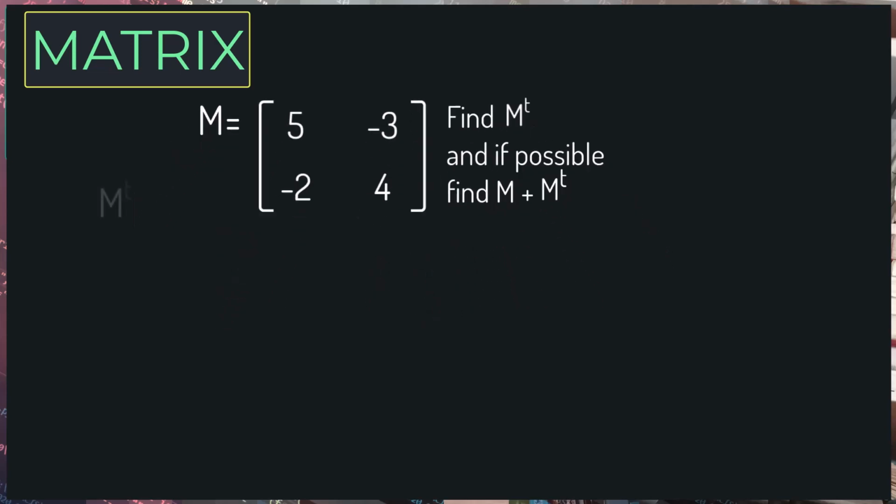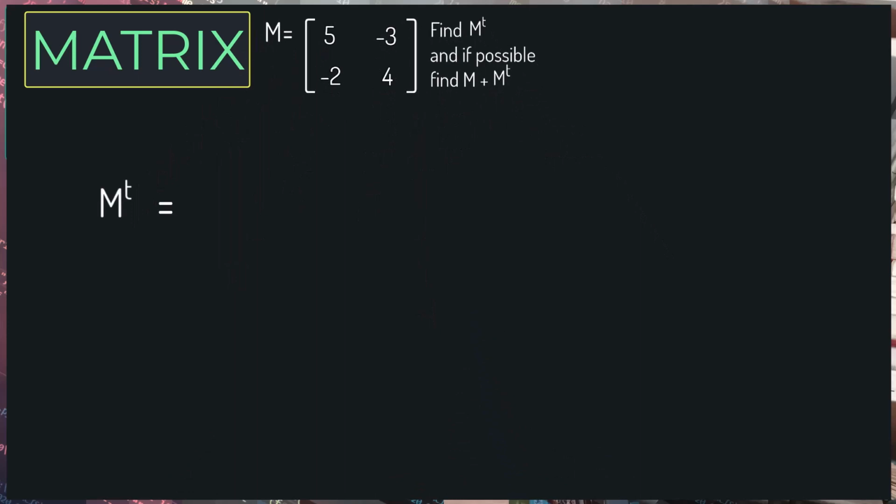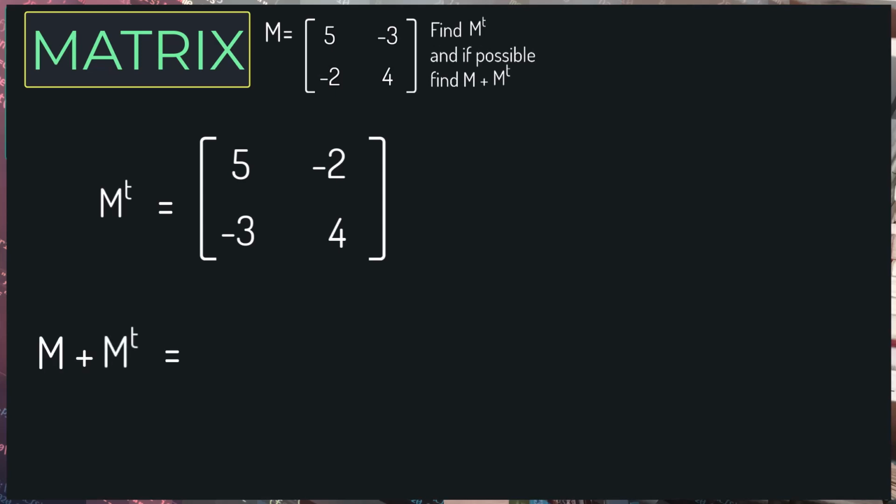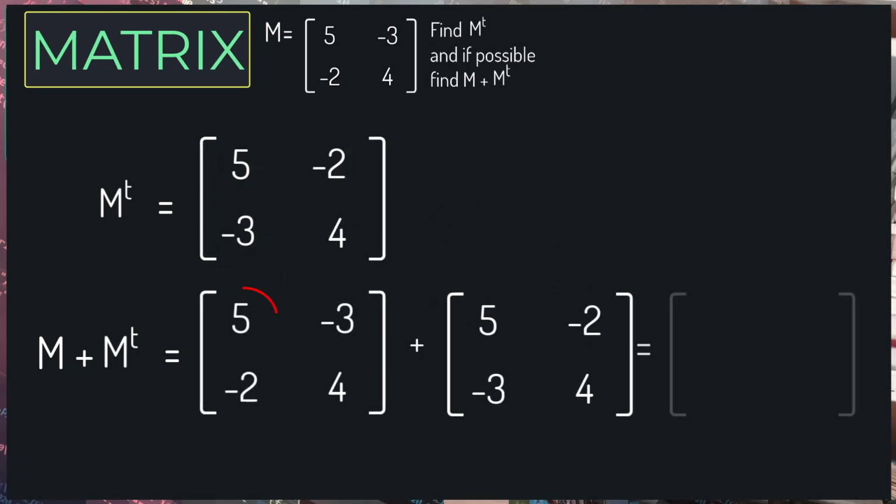So first we need to find M transpose and then check if M and M transpose are of the same order. Here M transpose is the matrix 5, minus 2, minus 3, 4. As M is a square matrix, the order does not change by transposition. Hence, both the matrices may be added. Now, adding the matrices, we have 5 plus 5, that is 10, minus 3 minus 2, that is minus 5, minus 2 minus 3 again, it's minus 5, and 4 plus 4, that is 8. So the result matrix is 10, minus 5, minus 5, 8.